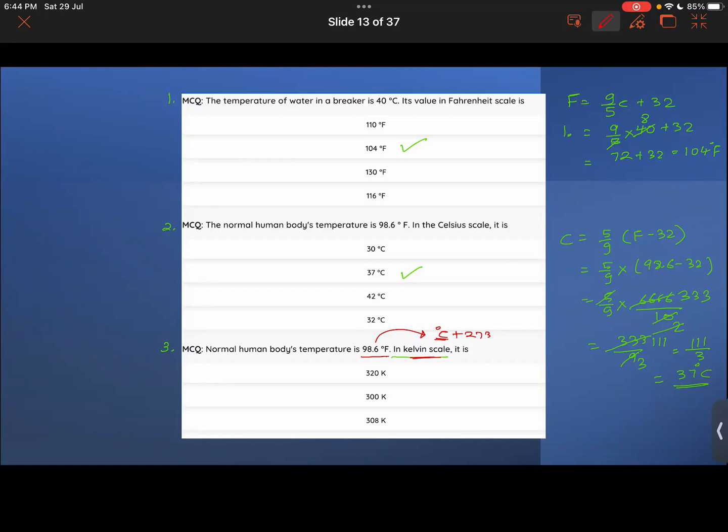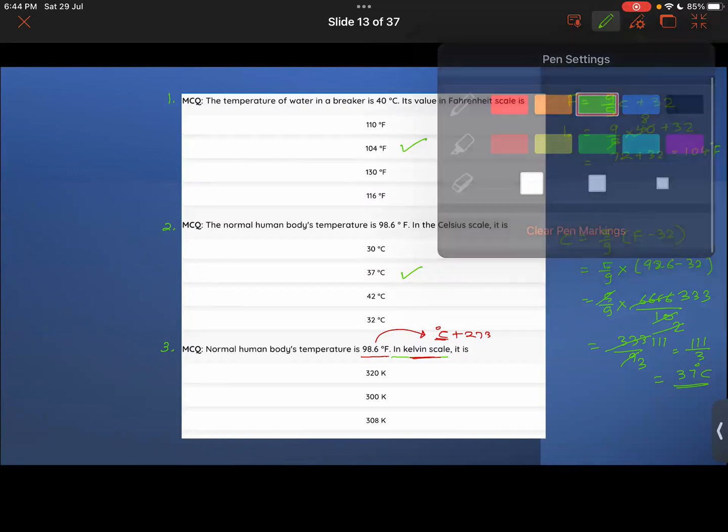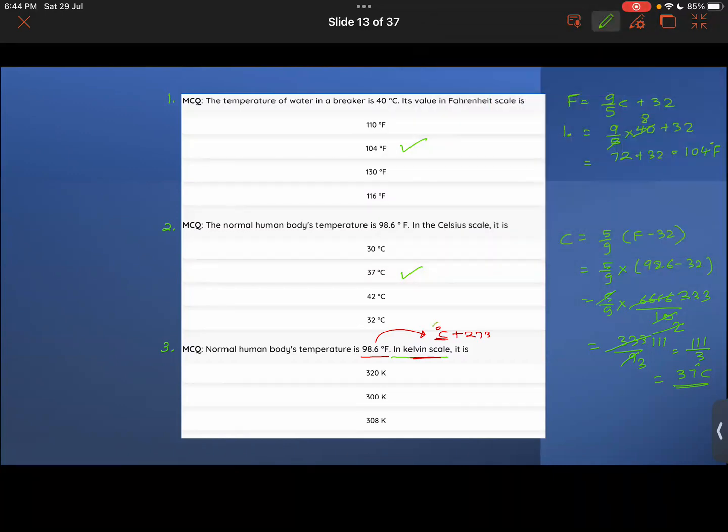Okay, so we definitely know that in Celsius, the temperature is going to be how much? Guys, if you convert 98.6 degrees Fahrenheit to Celsius, it is 37. We just solved a question on this, 37. So 37 degrees Celsius plus 273. You add it and tell me what is the answer.